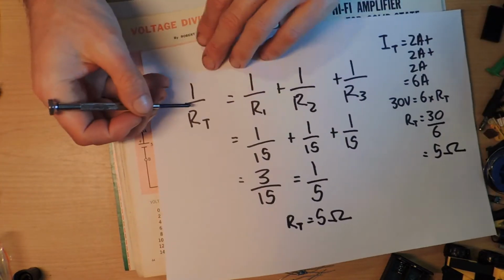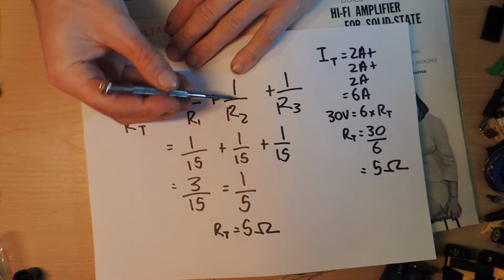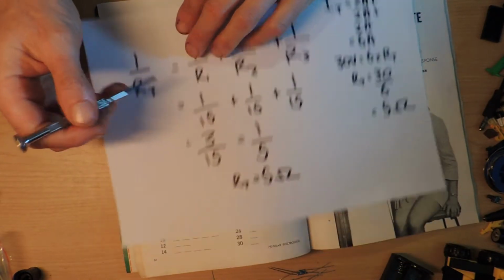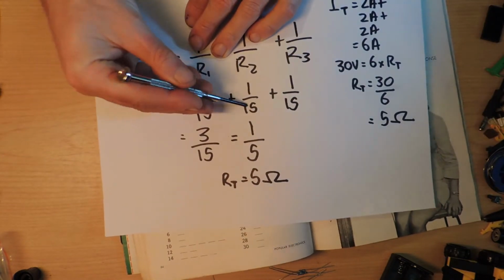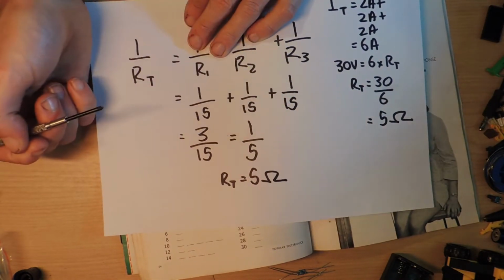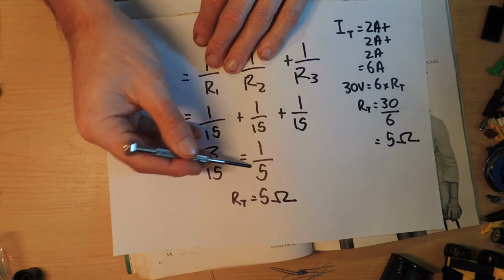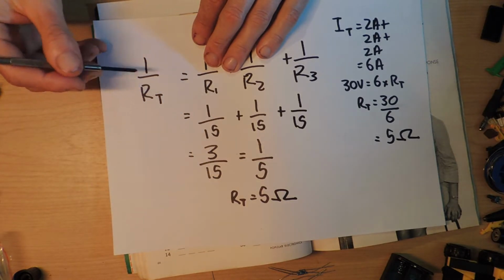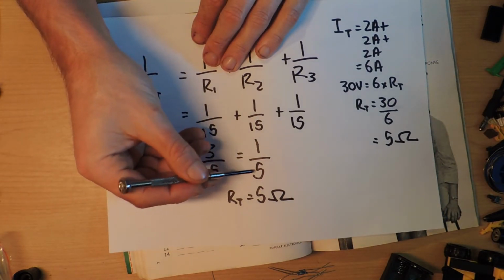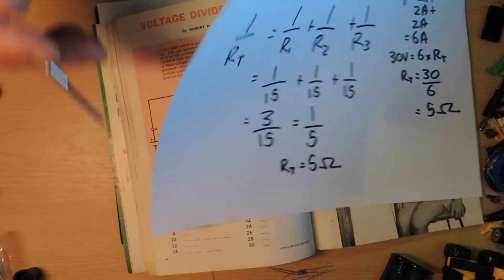In that case, we have 1 over RT equals 1 over R1 plus 1 over R2 plus 1 over R3. So each of these are 15 ohms. So we've got 1 over 15 plus 1 over 15 plus 1 over 15, right, which equals 3 over 15, which equals 1 over 5. So RT, because RT is at the bottom here, was the reciprocal of that, so that flipped over, and so that is 5 ohms. And that makes perfect sense, right?